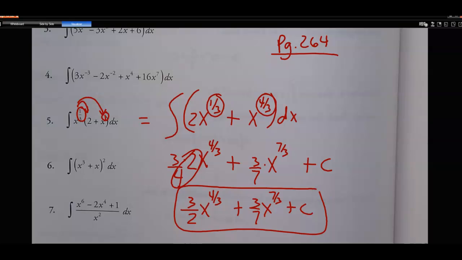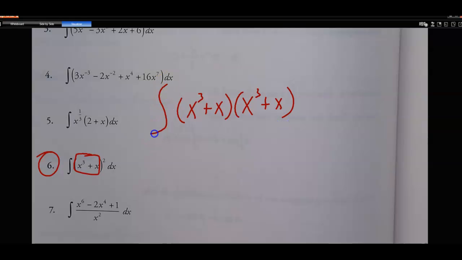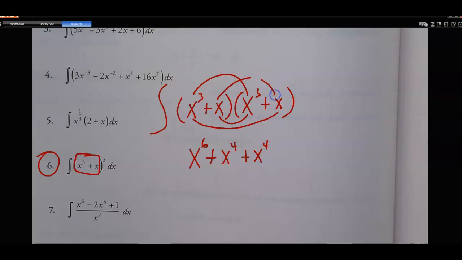For number 6, we're going to do something pretty similar. We're going to square this first, and then we're going to go ahead and integrate. So if we take x cubed plus x and square it, that means we're going to multiply it by itself. Okay? So first times first, outer times outer, inner times inner, and last times last.